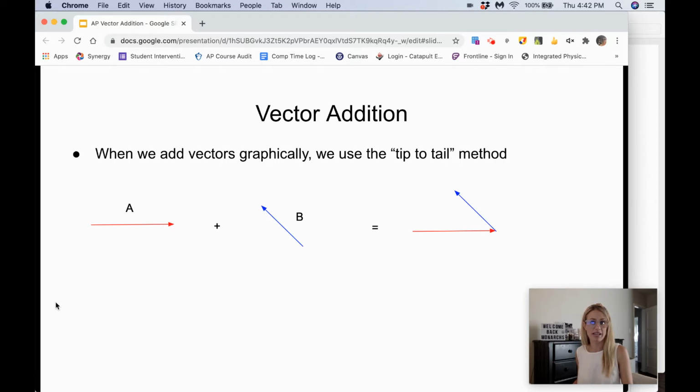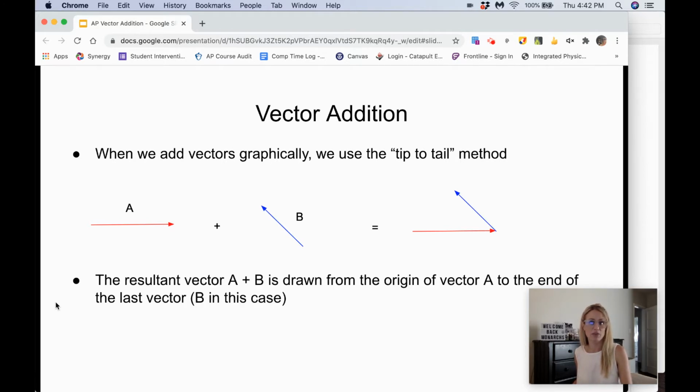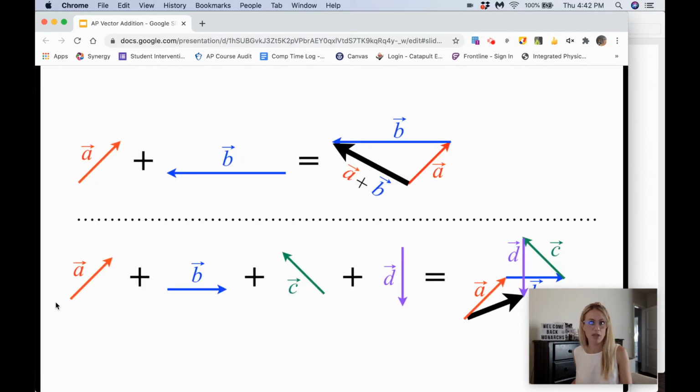So here's vector A again, here's vector B, and then our resultant vector will be drawn from the origin of the first vector to the end of the last vector, which is B in this case. So there is my resultant vector in pink there, A plus B. Now here are some examples. You can do it with 2 vectors like I just did, or with multiple vectors, but you do have to follow the tip to tail rule.